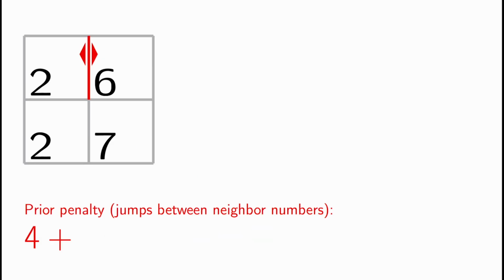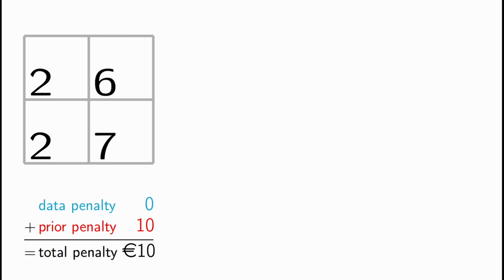Total variation prior penalty is the sum of jumps between neighboring pixels. Here we get 4. The second one adds 5. Here we get 0 and then 1. TV prior penalty adds up to 10. So the combined penalty for the true target is 10 euros.